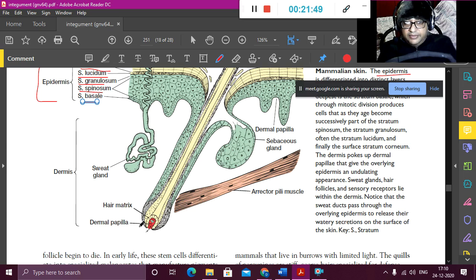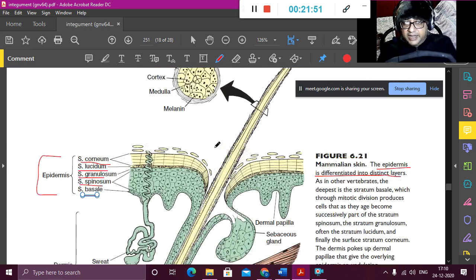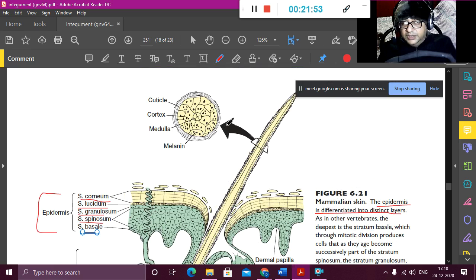Then you have a hair coming out, a cross section of the hair. You have melanin present which gives the black color. Then you have the medulla of the hair present. You have a cortex, and it's covered by the cuticle.